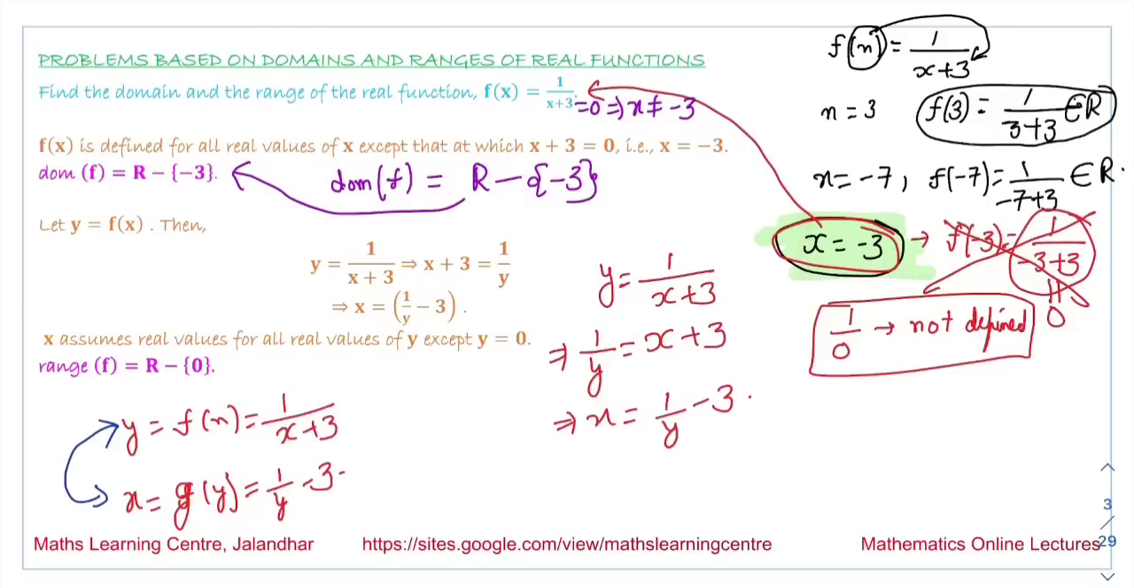From the properties of the inverse of functions, we know that the domain of this function will be the range of the first function. This thing we have studied in the properties of the domain and range of inverse functions. We have seen over there that the domain of the function will be equal to the range of the inverse function, and the range of the function will be equal to the domain of the inverse function.